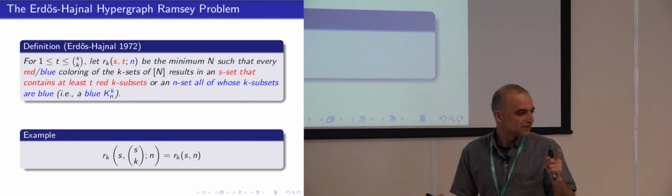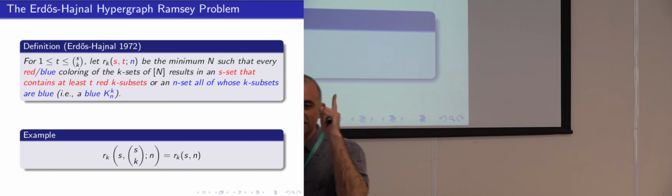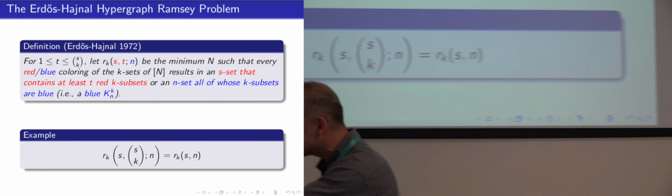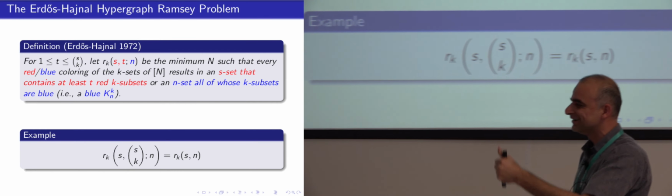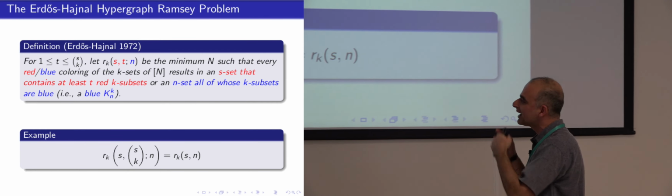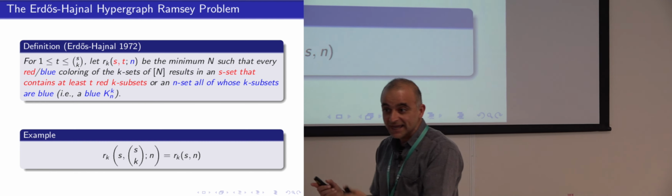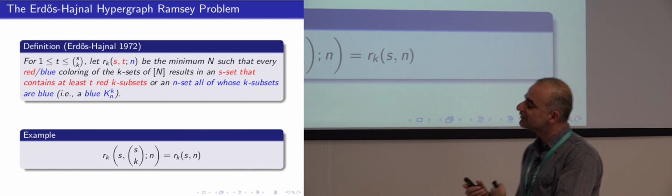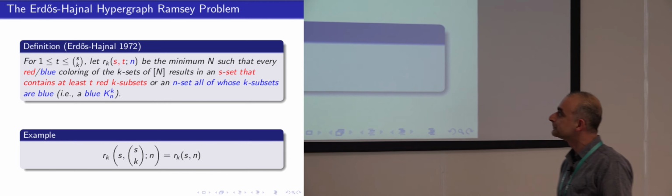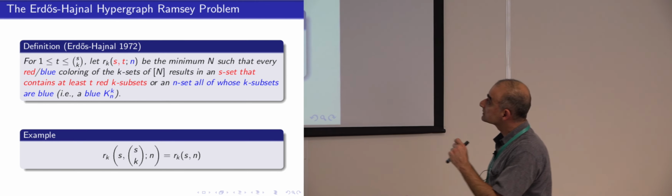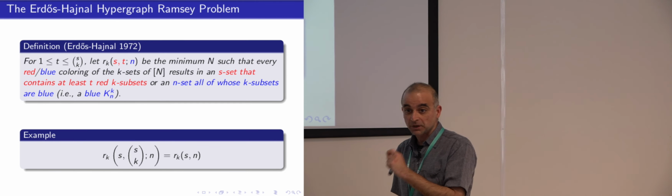Anyone? You want S vertices with one red edge, yes? N. Little n, good. Okay, because if you have little n vertices, no matter how you color red and blue, you either get a red edge, in which case you're done, or everything is blue, in which case you have a blue clique. So when t is equal to 1, this Ramsey number is little n, the smallest possible value.